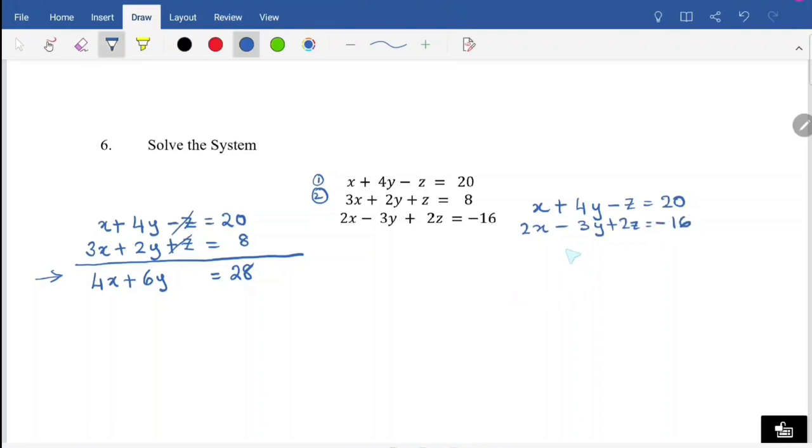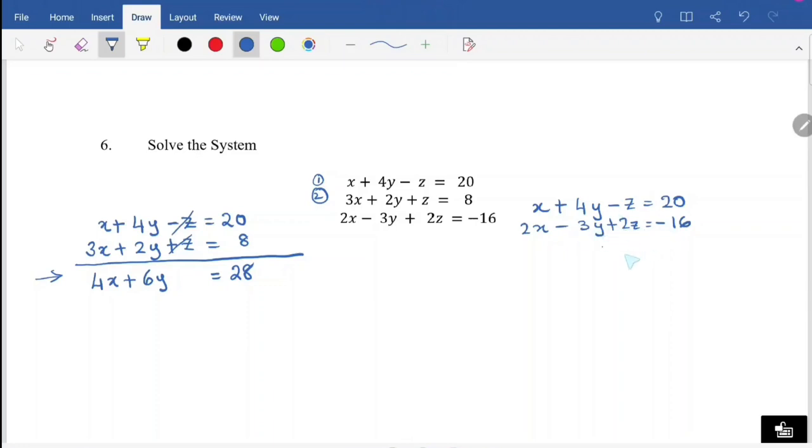Now we cannot just eliminate things outright. We have to do some manipulation. We have a minus z here and a plus 2z. We have to eliminate the same variable. If we eliminated z the first time, the second time also we have to eliminate z. We don't have a choice here.